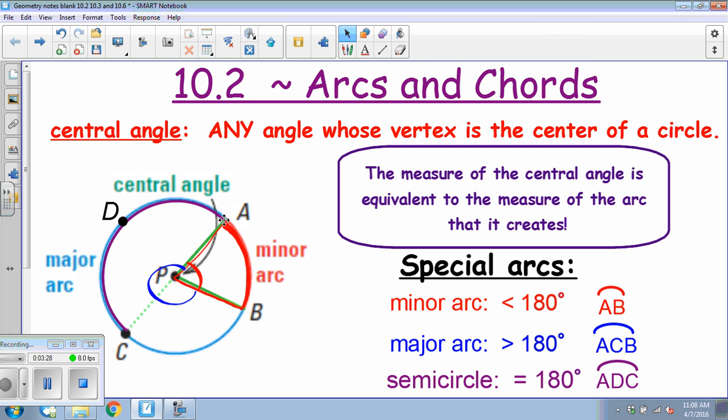Any questions about that? So when you name an arc, you just need to name where it starts, where it ends, and if there are any points in between, one of those points in between. Okay?